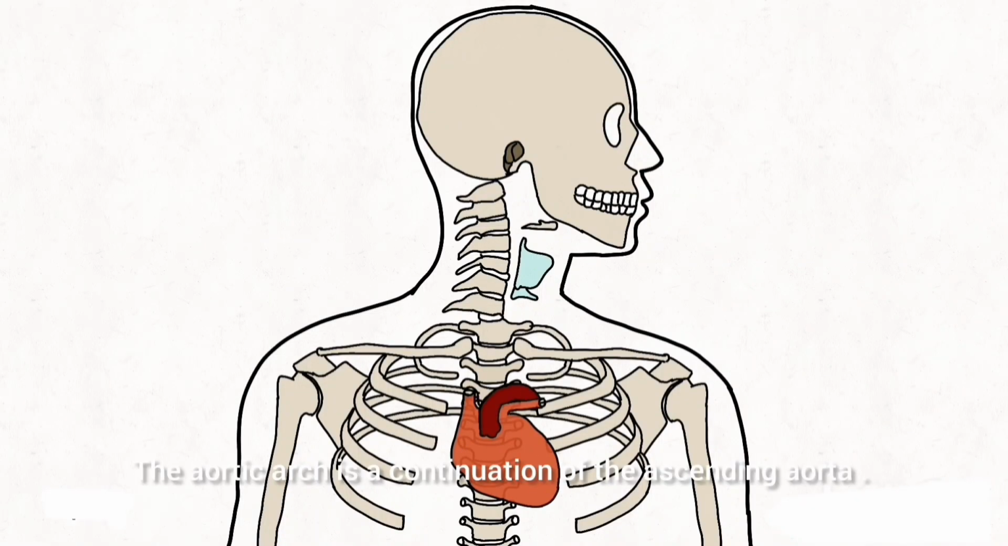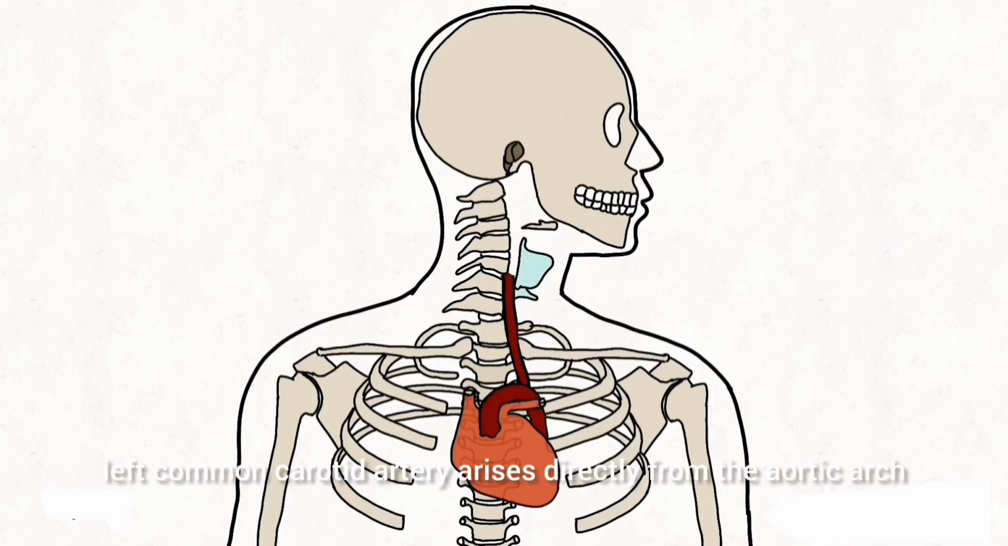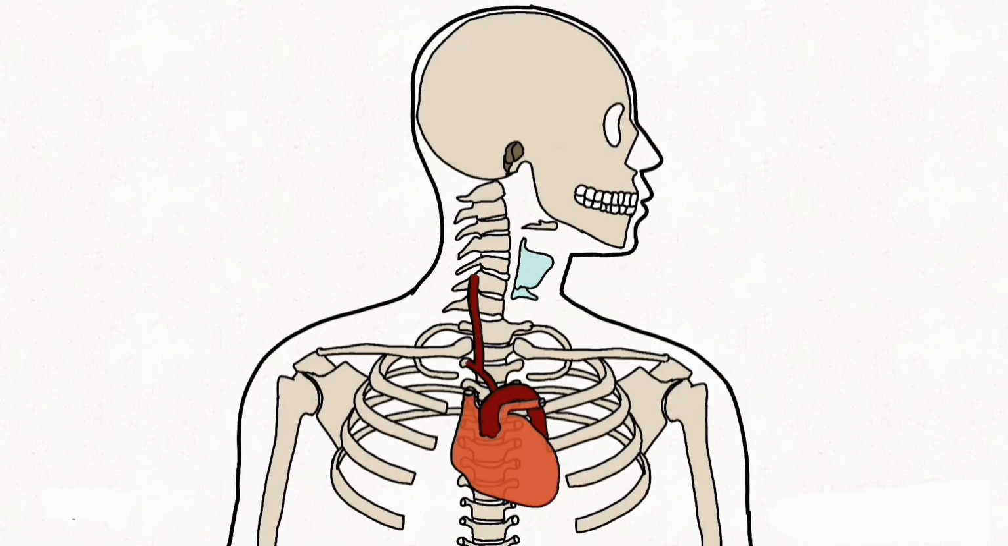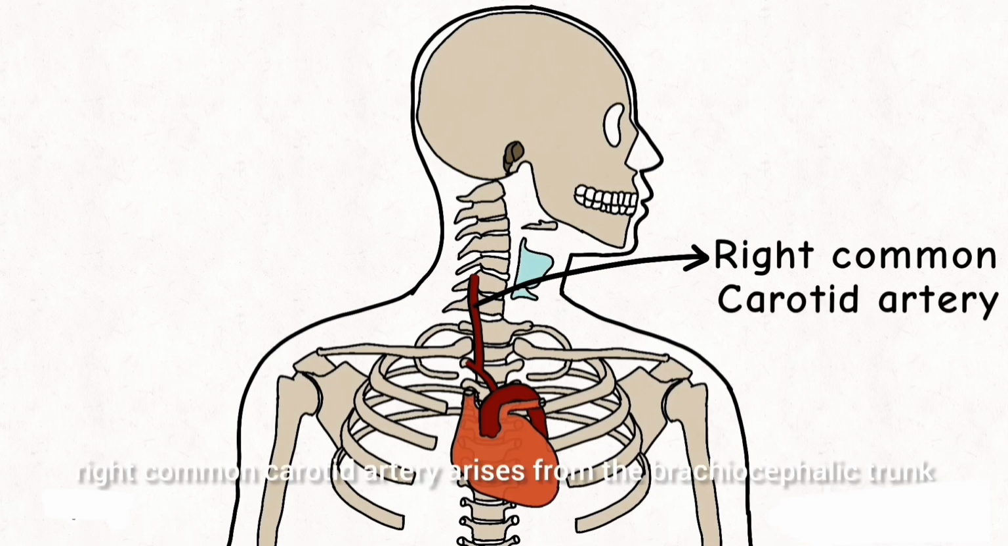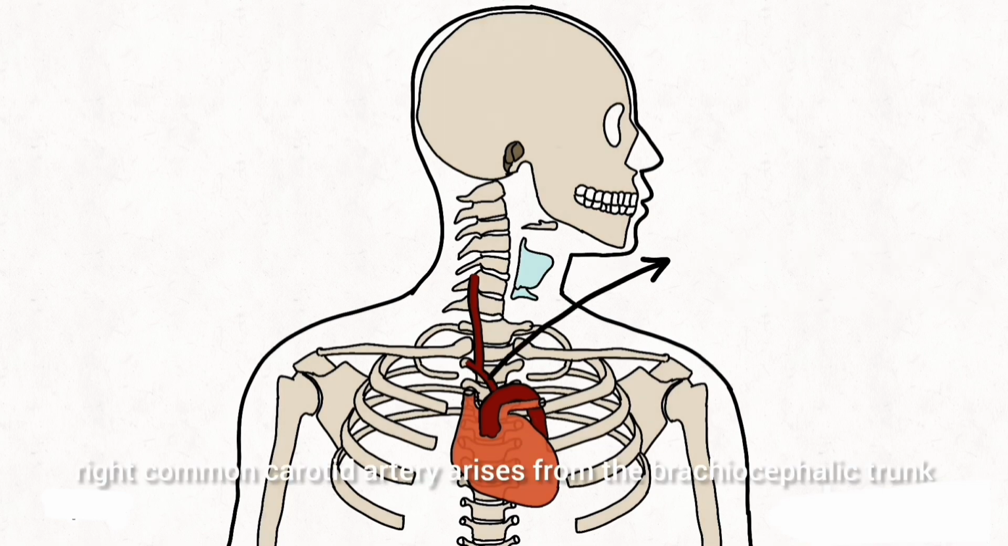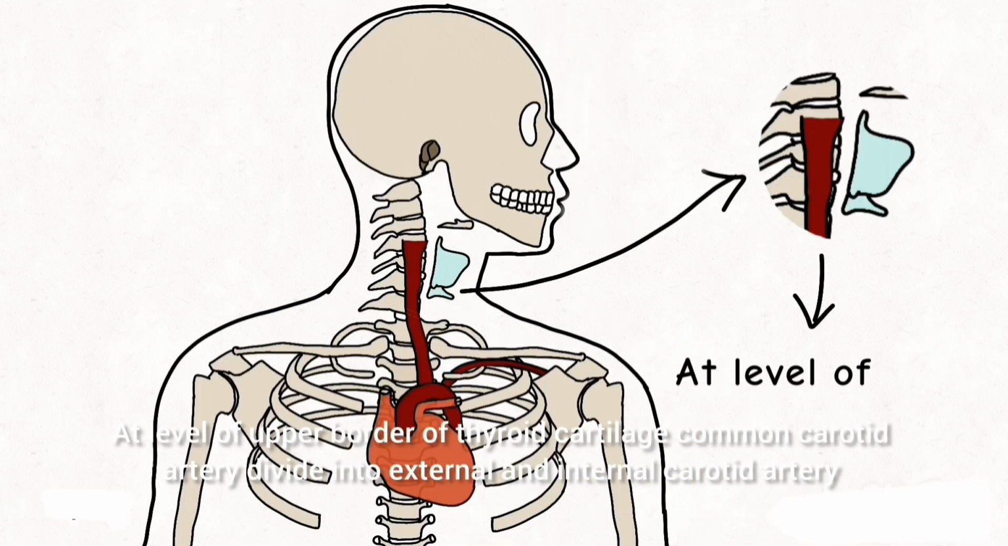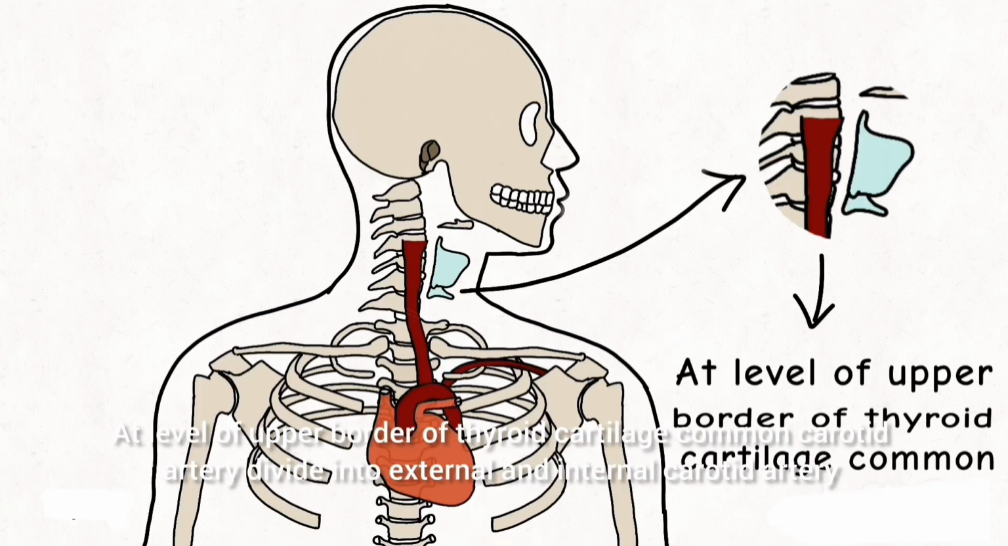The aortic arch is a continuation of the ascending aorta. Left common carotid artery arises directly from the aortic arch. Right common carotid artery arises from the brachiocephalic trunk. At the level of the upper border of the thyroid cartilage, the common carotid artery divides into the external and internal carotid arteries.